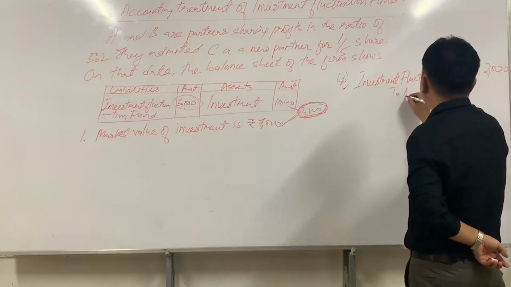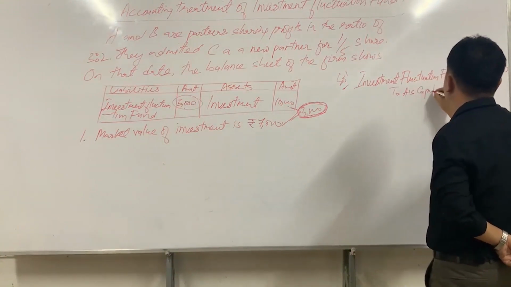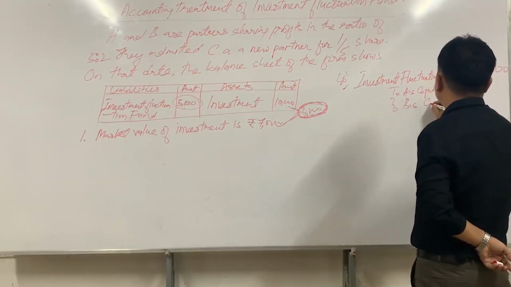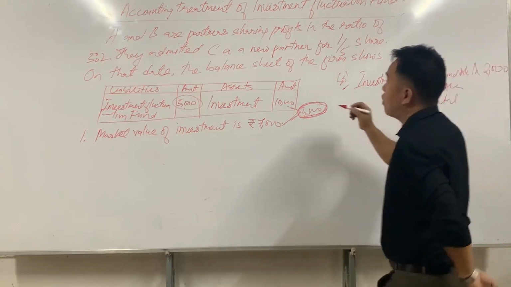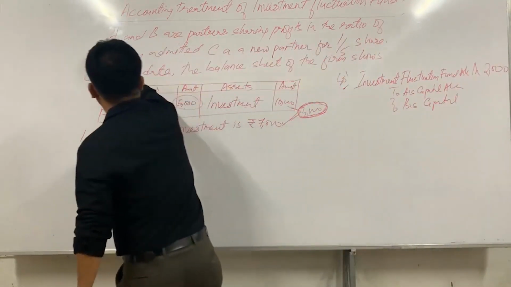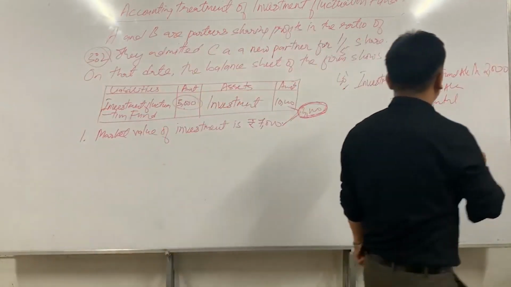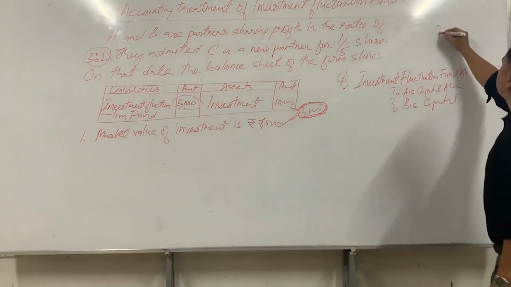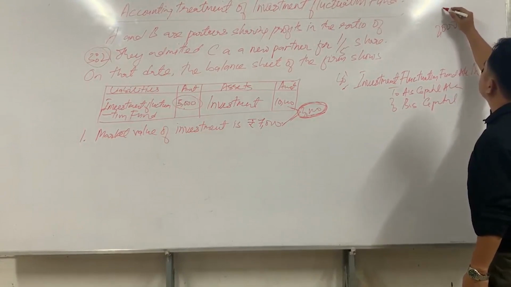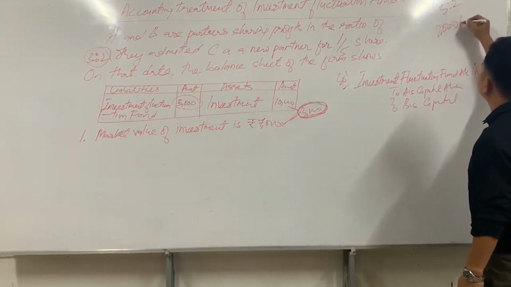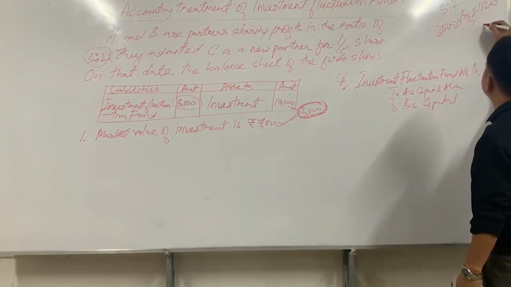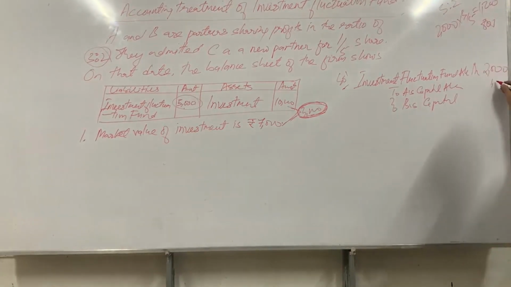So who are all partners? A and B. So A's capital account, to B's capital account. What is their old profit sharing ratio? The old profit sharing ratio is 3:2. 2,000 should be distributed between A and B in the ratio 3:2. So how much will A get? 3 by 5 means A will get 1,200 and B will get 800.